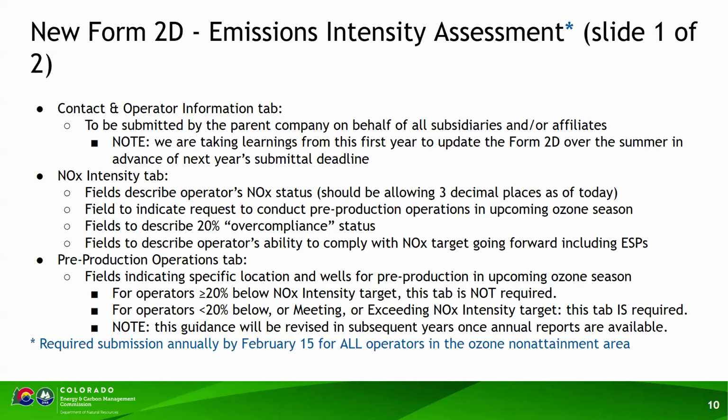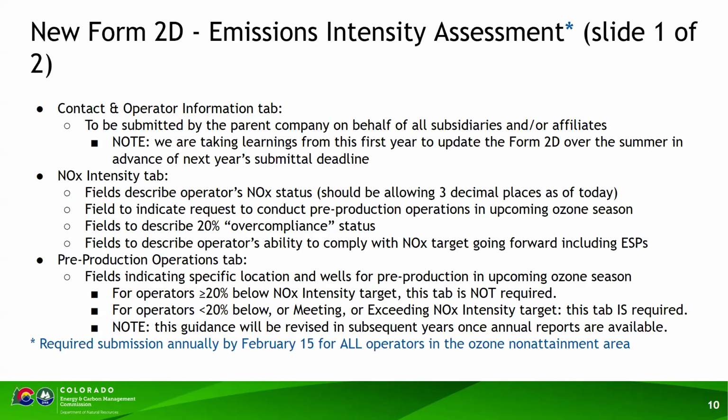Moving on to the pre-production operations tab, these fields indicate specific locations or wells that an operator is planning for pre-production activities in the upcoming ozone season. Now, I want to be very clear here. For operators that are greater than or equal to 20% below the NOx intensity target, this tab is not required. APCD has issued the interim reports. It's available on the website, detailing which operators are and are not greater than or equal to 20% below their NOx intensity targets. For operators that are less than 20% below, or only meeting or exceeding the NOx intensity targets, this pre-production operations tab will be required.